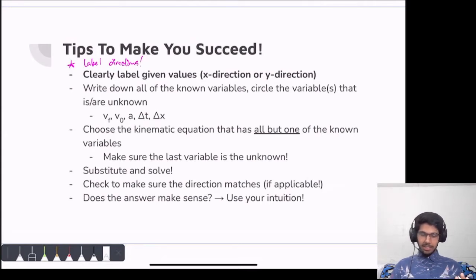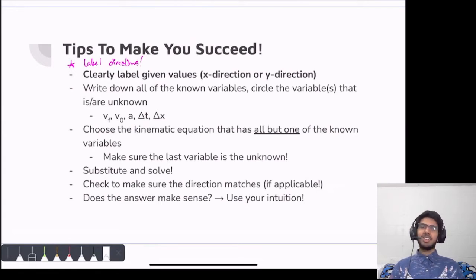Now most of the remaining tips are tips we saw last week. Write down all of your known variables, figure out the variables that are unknown, which one you're trying to solve for, and then choose the kinematic equation that has all but one of the known variables, and the last variable in that equation should be what you're trying to solve for. From there, you can just plug your values in, solve for that missing value, then make sure that the direction matches if it's applicable, and then finally check to see if your answer makes sense. You can use your intuition for this, but usually it doesn't help because we deal with some random quantities. So those are some tips.